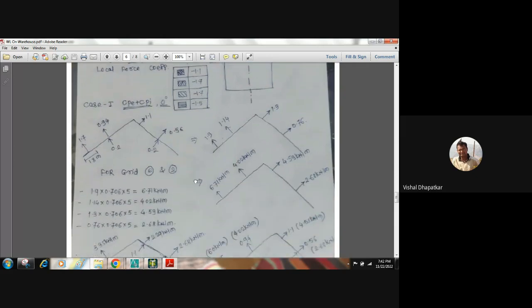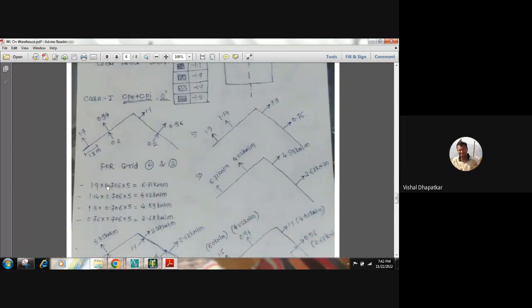So the load will be this force coefficient 1.9. This 0.706 is our wind intensity or wind pressure into 5 meter. This is contributory width. So 6.71 will be the local force acting on the rafter at 1.8 meter. Then we have 1.144 as a normal force coefficient. Again, wind pressure intensity into contributory 4.02. So similarly, we have worked out for the remaining width of the truss, and we have just applied these loads on the rafter.